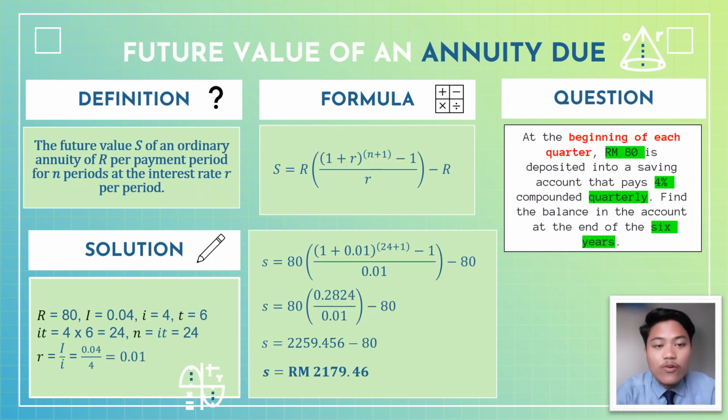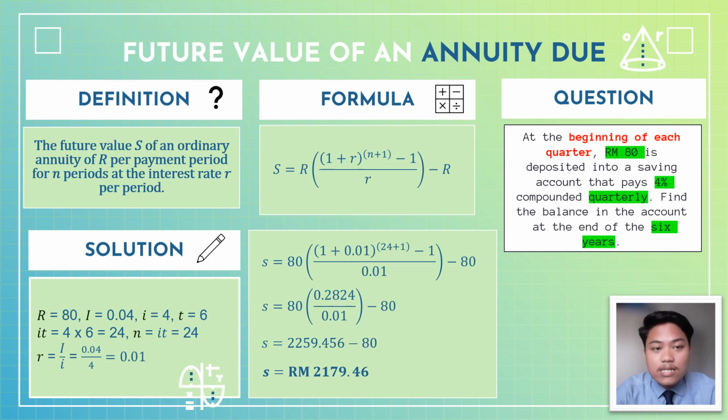So now let's move into the second part, which is future value of an annuity due. The definition for this subchapter is the future value of an annuity of R per payment period for n periods at the interest rate i per period. The formula is S equals R times [(1 plus i) to the power of n plus 1 minus 1] divided by i, minus R.